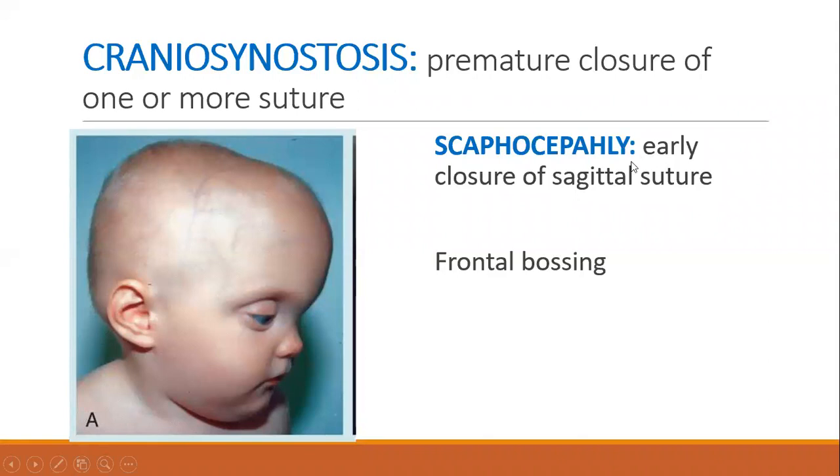Scaphocephaly is the early closure of the sagittal suture. The sagittal suture closes early. There is frontal bossing and a long, tower-like skull. This is known as scaphocephaly. These are the deformities of your skull. Scaphocephaly, early closure of the sagittal suture, resulting in frontal bossing and a long, tower-like, narrow skull.